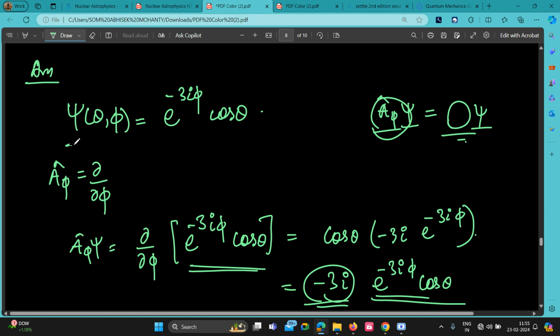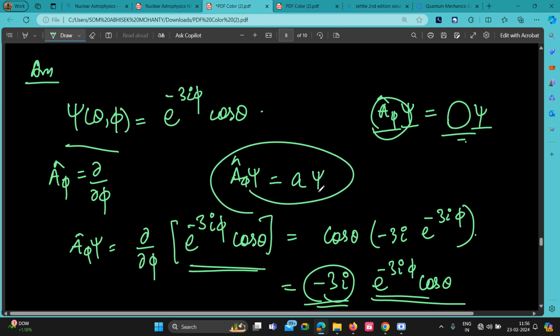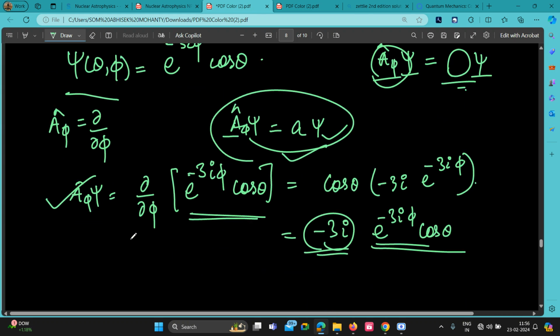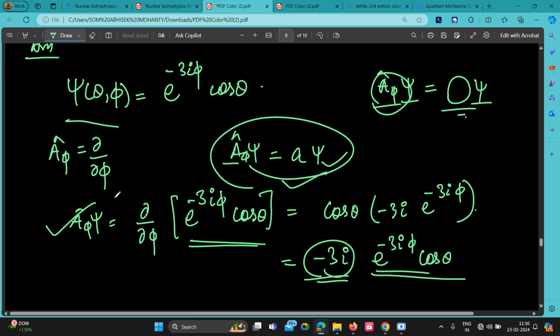Okay, we are getting the psi thing again. That means A phi psi is equal to, if this is A and this is your psi, I'm getting it again. That means this is an eigenfunction of this operator. So yes, this is an eigenfunction of A phi.